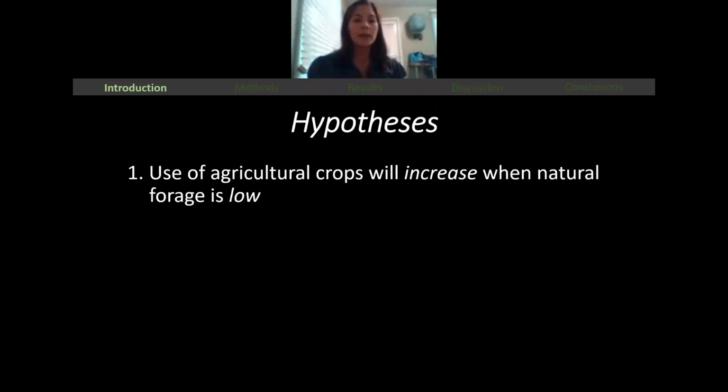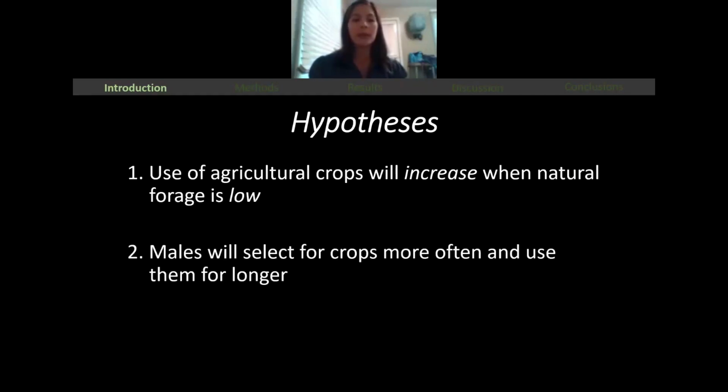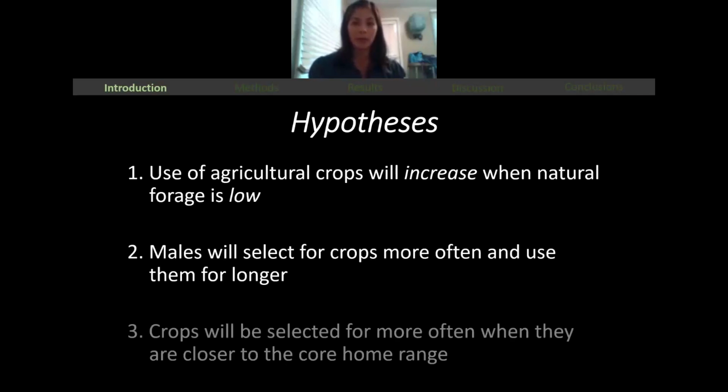We hypothesize that the use of agricultural crops will increase when natural forage is low, that males will select for crops more often and use them for longer compared to females, and that crops will be selected for more often when they are closer to the core part of each individual's home range.